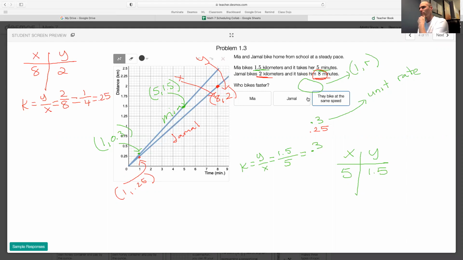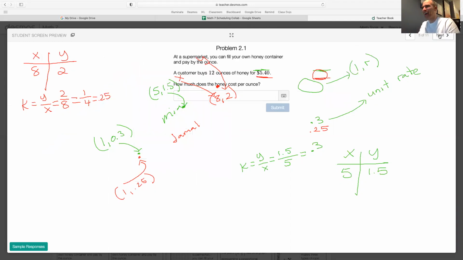The last thing they want us to answer is who's biking faster? I already said earlier that it's Mia. Mia's line is steeper. She's getting more distance for every minute that she bikes. She has a faster unit rate, 0.3 versus 0.25. So I'm going to click Mia. It's not letting me for some reason. Whatever, Mia's the right choice there.